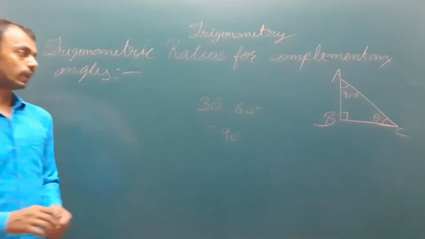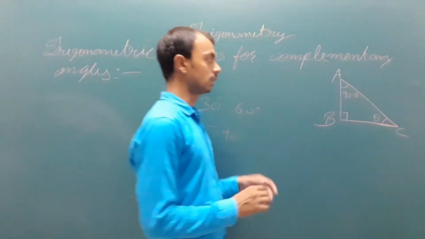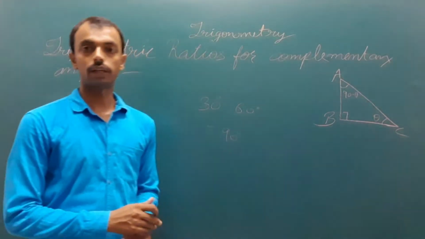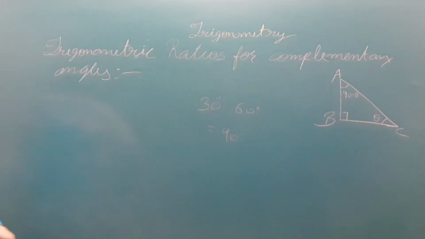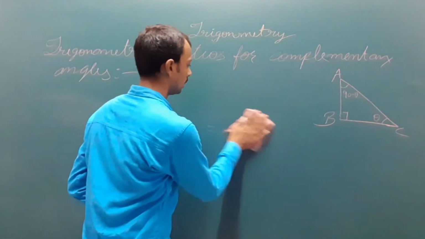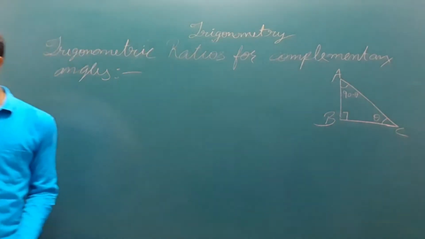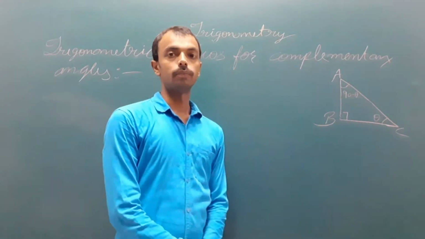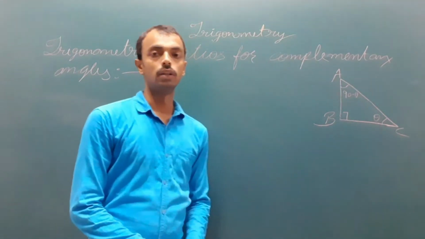So I hope you understand what complementary angles are. Now let us understand it using a triangle, the value of complementary angles using a triangle. Consider a triangle ABC, where B is the right angle.